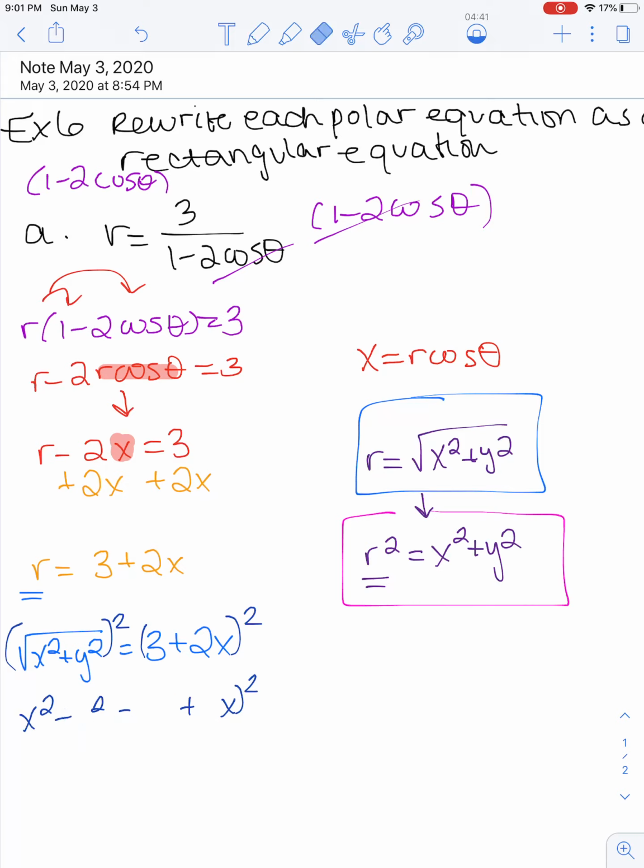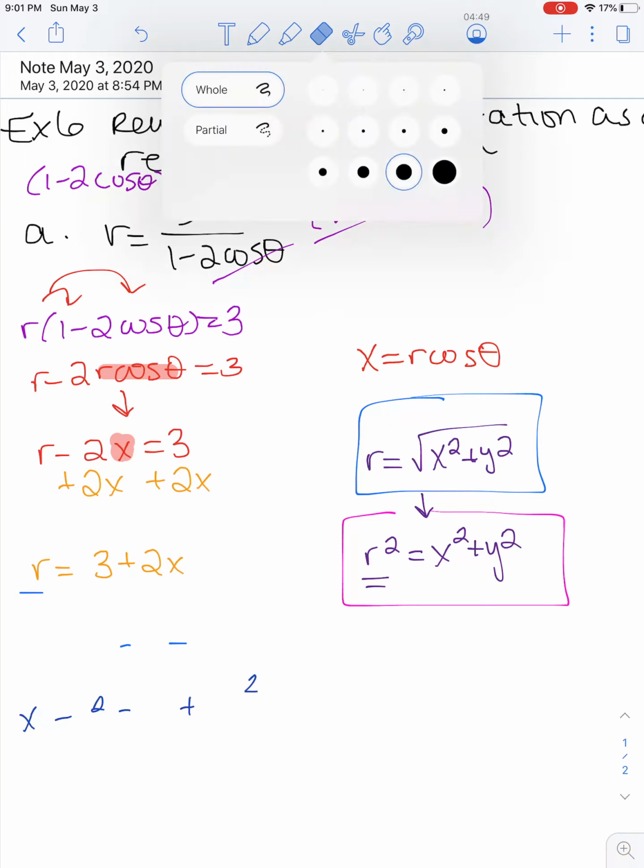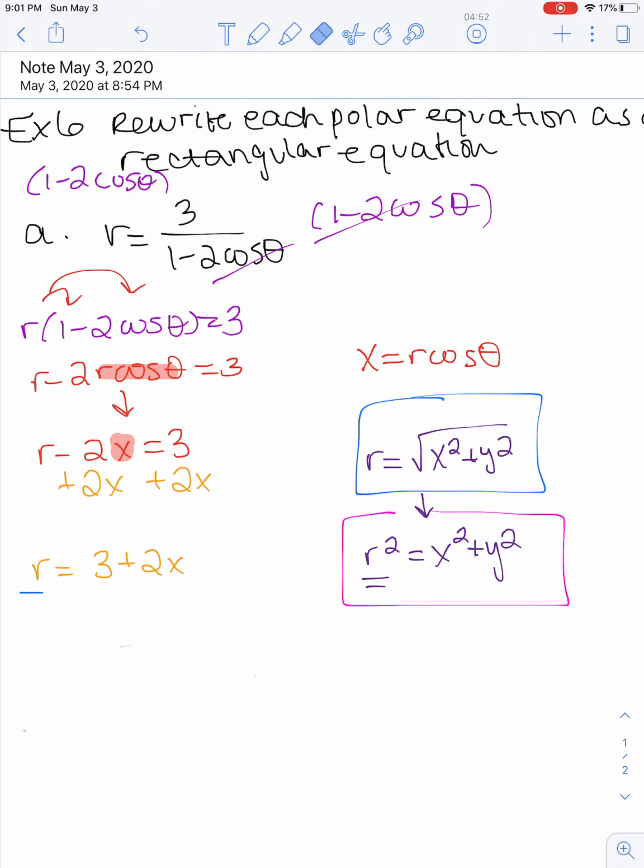So I'm going to back up. I'm going to go ahead and actually erase this and show you an alternative way to deal with this. And you can kind of decide as you're working through this, as you're getting more and more comfortable with these ideas, which one works better for you, which makes more sense to you. So again, I could have here squared both sides and said r squared equals 3 plus 2x, that quantity squared, and then utilize this relationship that says r squared is x squared plus y squared, which would then be equal to 3 plus 2x squared.